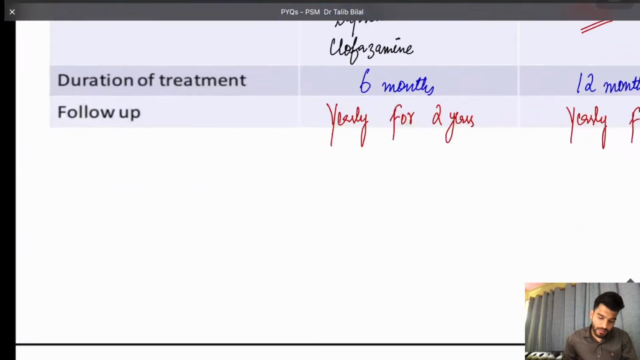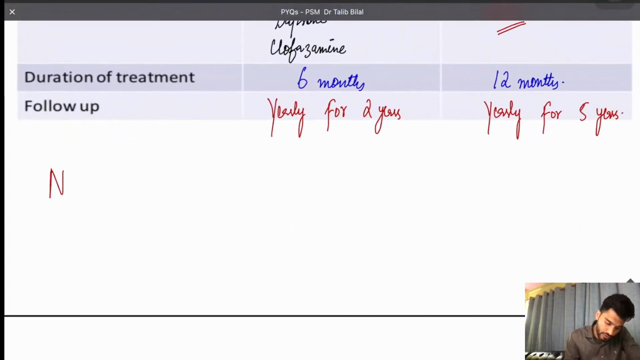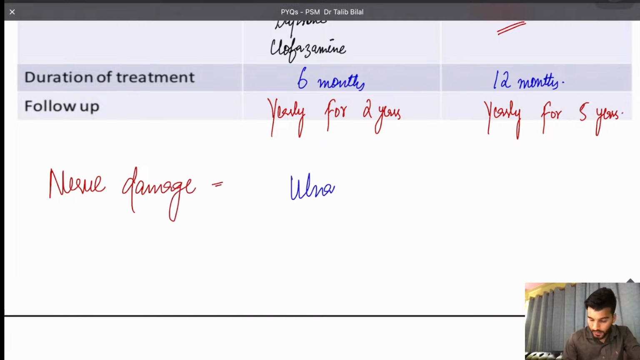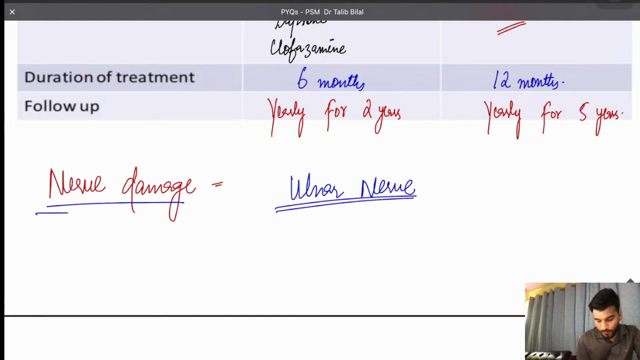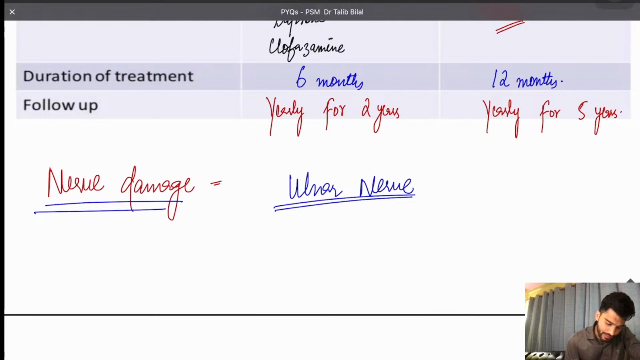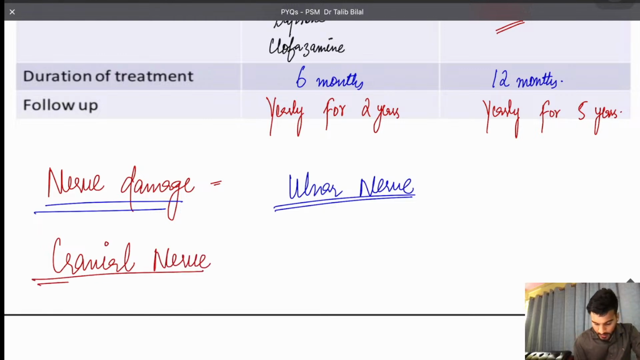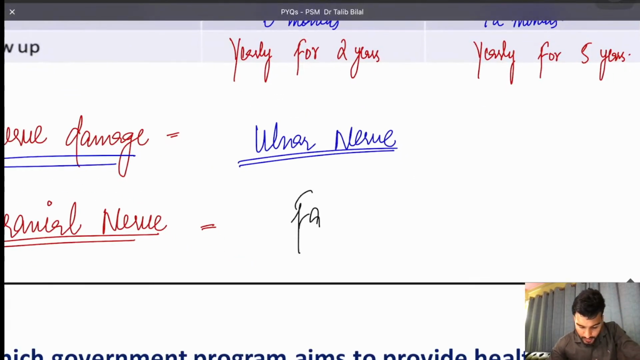If a question comes, most common nerve involved, nerve damage, what will be your answer, my dear students? Your answer goes to ulnar nerve. If the question mentions which is the most common cranial nerve involved, if I ask cranial nerve involved, then your answer goes to the facial nerve.